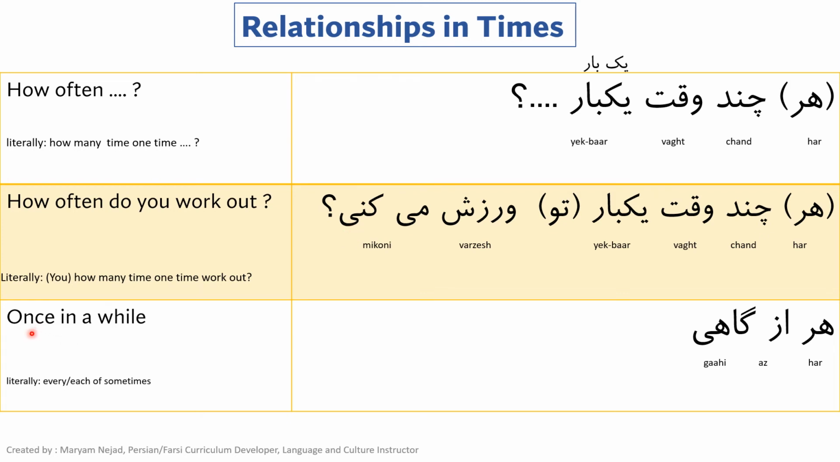Let's say we want to answer once in a while. Then it will be هر از گاهی. هر از گاهی. گاهی means sometimes. And هر is like each. So it's like each of sometimes. It means once in a while.